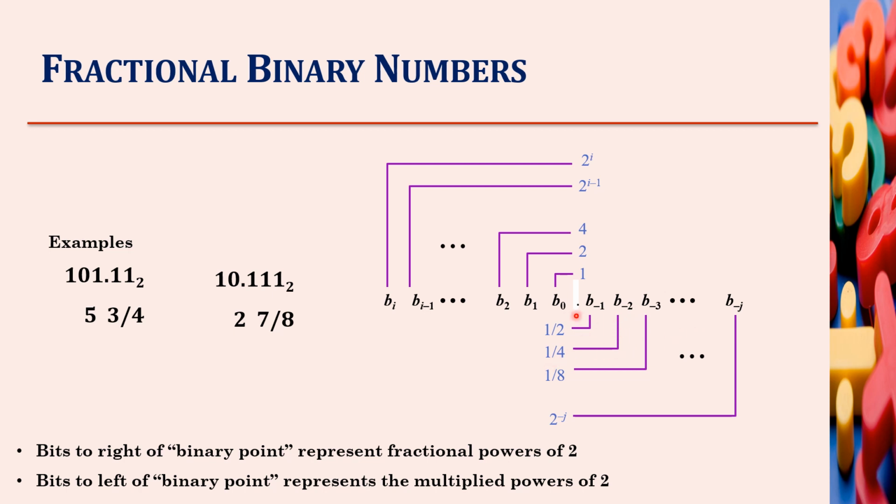Likewise, right? So the bits to the left of the binary point represent the positive powers of 2, whereas the bits to the right of the binary point represent the fractional powers of 2. When we look into an example, 101.11, we can see that 4 plus 1.